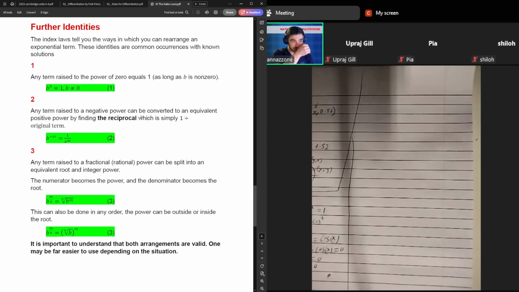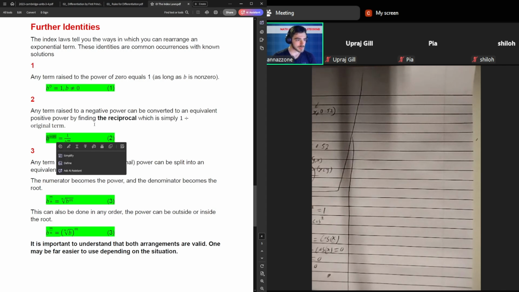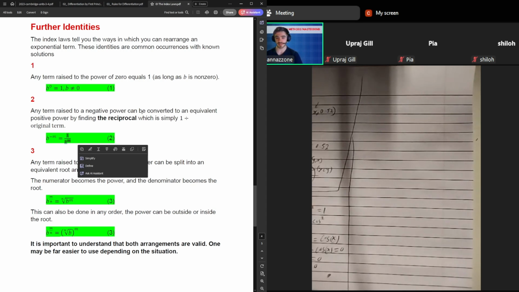A few further identities that are worth understanding, especially when it comes to solving exponential functions, is whenever you have a power of 0, that thing equals 1. It doesn't really matter what the base is at that point. Negative indexes are just fractions, so any b to the power of negative m is the same thing as 1 divided by b to the power of m, but this time it's not a negative anymore.